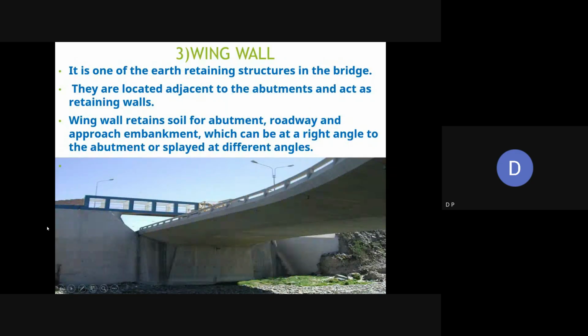Wing walls. So this is the wing wall. We can say it is like the wing of a bird in a C shape. It is one of the earth retaining structures in the bridge. They are located adjacent to the abutments and act as retaining walls.